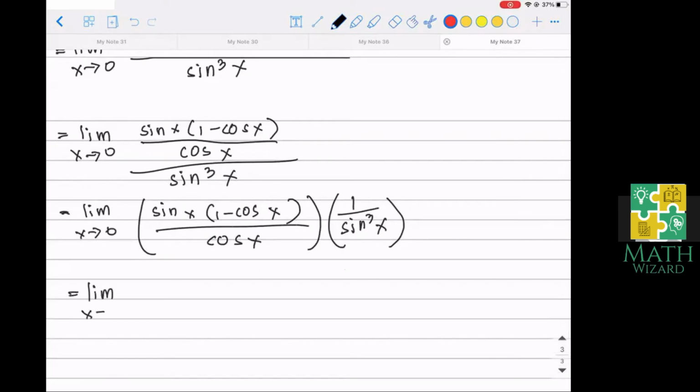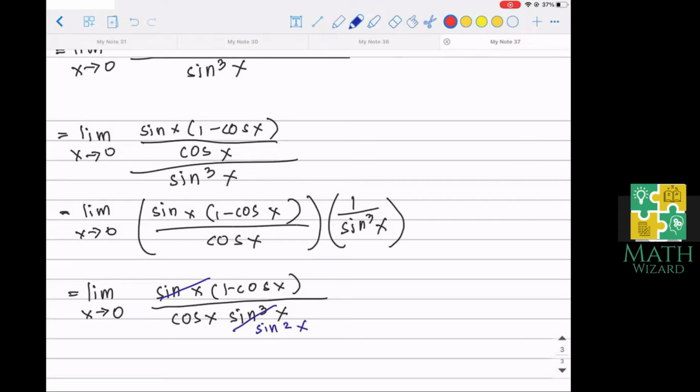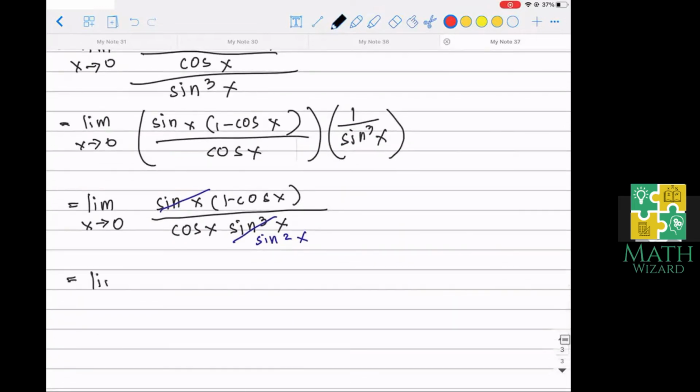Continue lang natin, the limit of, copy lang natin yung nasa taas. Sine x, 1 minus cosine x, kasi being multiplied to 1, you will get the same result, sine x pa rin times 1 minus cosine x. And then cosine x, and then sine cube x. Now, pwede tayong mag-cancel dito, yung isang sine x dito, at saka yung isang sine x dito. So, ang mangyayari, ito ay magiging sine squared x na lang. Okay, let's continue solving. The limit of, ang matitira na lang sa taas is 1 minus cosine x over cosine x sine squared x as x approaches to 0.